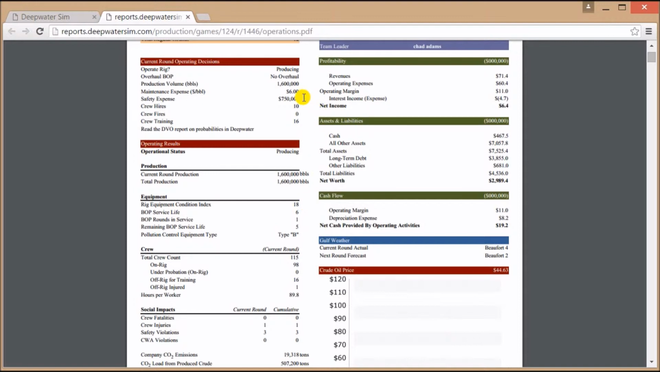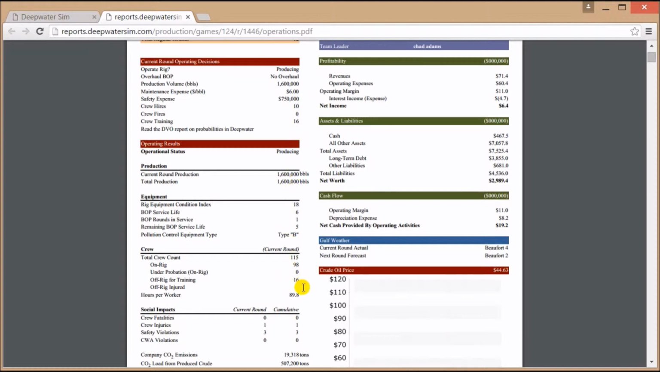Let's look at safety expense. The baseline for safety expense is around $1.2 million. And that safety spending is spent completely in the given round. It's not banked. And what happens is when you spend less on safety, less on your safety program, the result is a greater chance of an accident that could result in an injury or a fatality.